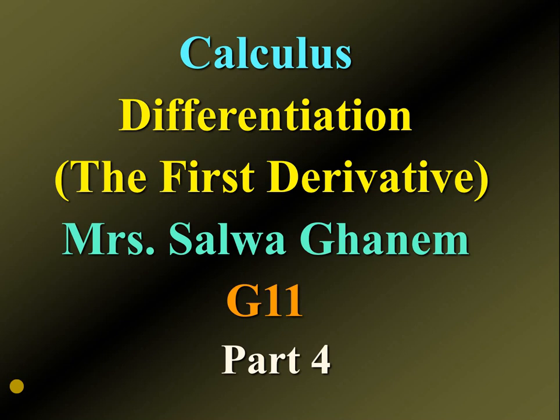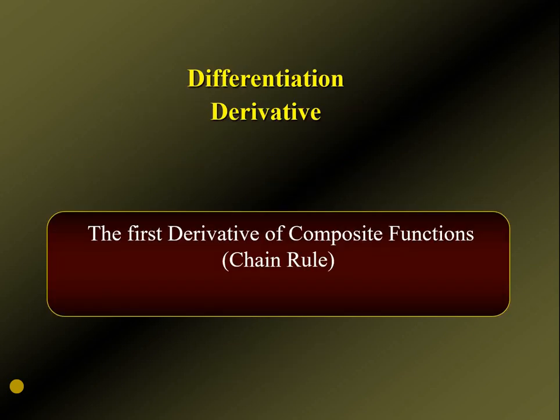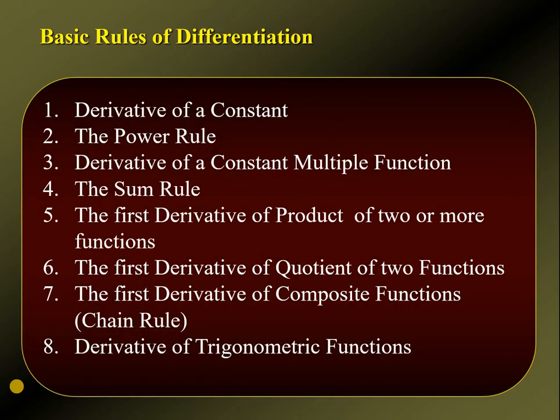Today we are going to represent part 4, the first derivative. Today we are going to focus on the first derivative of composed functions, chain rule. Do you remember our objectives? 8 points. Today is number 7. We are going to explain number 7: the first derivative of composed functions using chain rule.